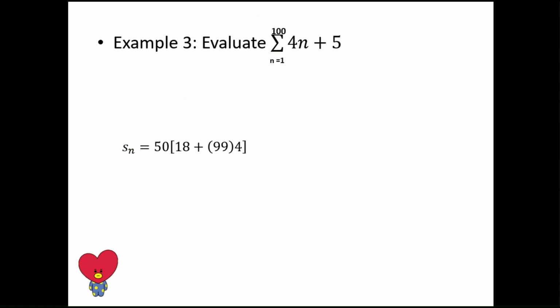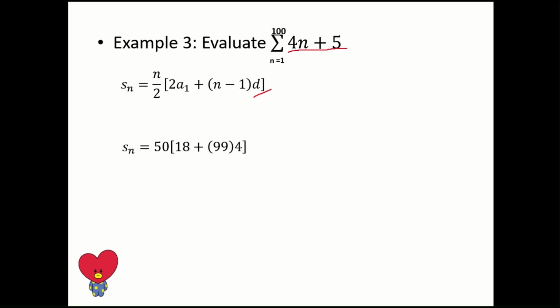After that, example number 3: evaluate 4n plus 5 as n starts from 1 to 100. Now, we are counting index from 1 to 100, and it's not easy to do it in a listing method. That's why we have our formula and we substitute everything that we have. But before doing that, we need to solve the value of d. We cannot simply solve the value of d by looking at the given.